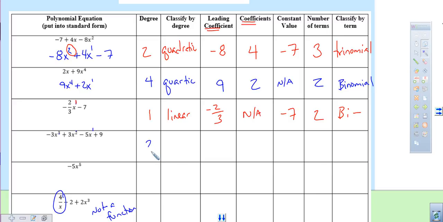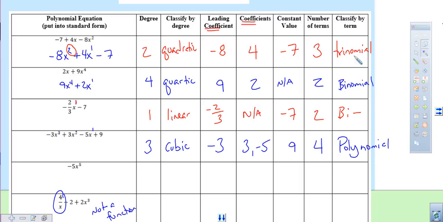The next one, the degree is 3. We call that a cubic. The leading coefficient is -3. The other coefficients are 3 and -5. Yes, you can have more than one. The constant is 9. There are 4 terms. And when we go beyond 3 terms, we call it a polynomial.